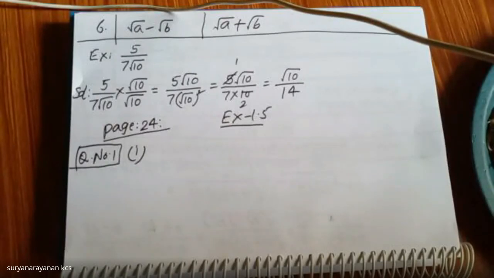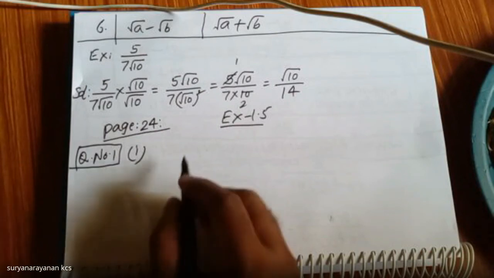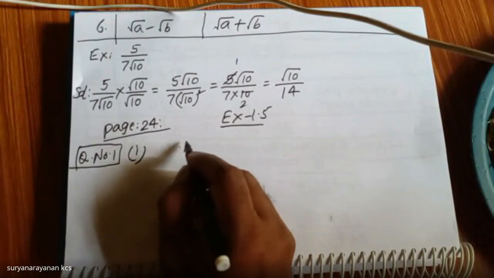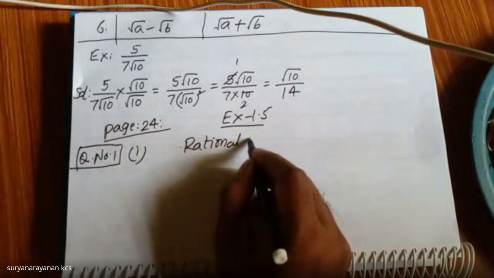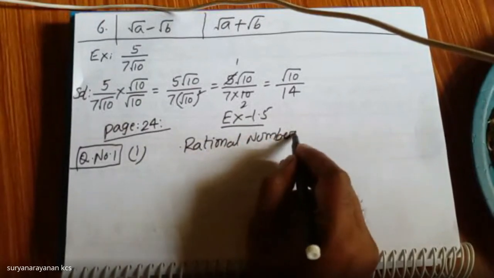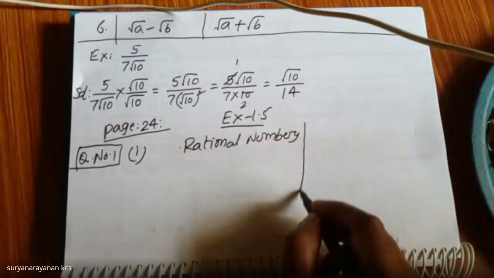Classify the following numbers as rational or irrational numbers. Here some numbers were given. We have to classify them as rational numbers and irrational numbers. Okay, my children, here directly I am writing a table in the form of rational numbers and irrational numbers.